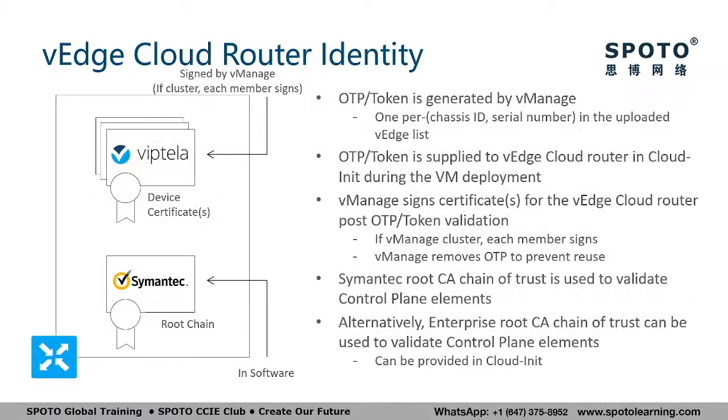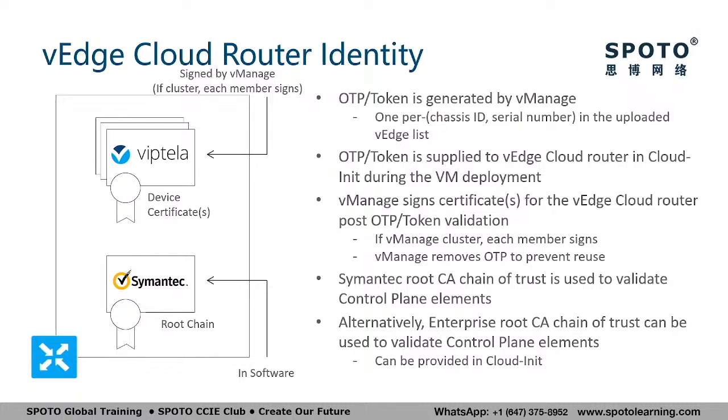The second one is vEdge Cloud Router identity. An OTP, one-time password token, is generated by vManage, one per purchase ID in the uploaded vEdge list. This token is used to onboard the vEdge Cloud Router. We will go through this process in the lab.